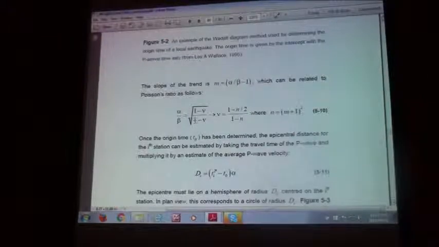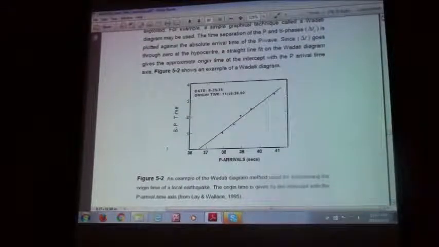Okay, I won't go into all the location stuff over here. The location stuff is pretty straightforward. But one thing that I haven't really heard spoken so much about yet is the Wadati diagram. Who does know what a Wadati diagram is? Okay, you know what a Wadati diagram is.